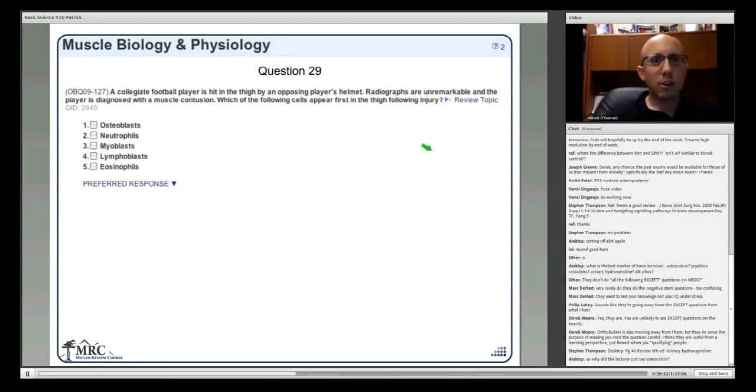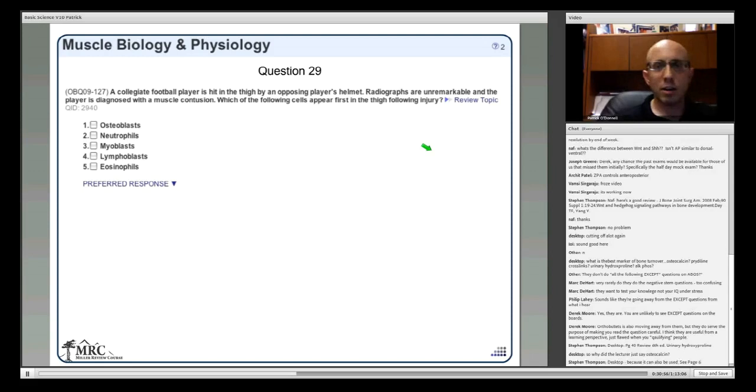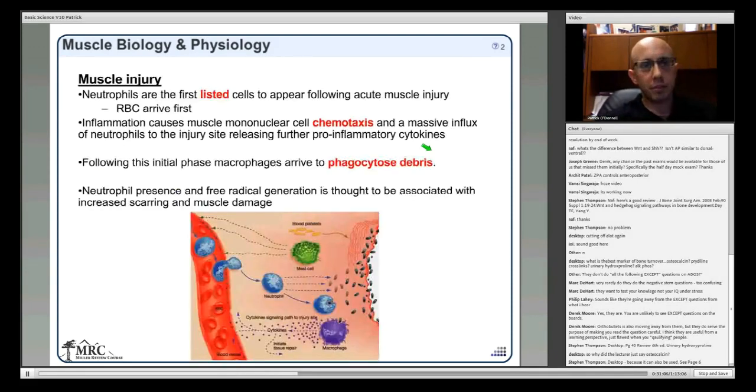29. A collegiate football player is hit in the thigh by an opposing player's helmet. Radiographs are unremarkable, and the player is diagnosed with a muscle contusion. Which of the following cells appears first in the thigh following the injury? So muscle injury. Let's look at it. Neutrophils are actually the first listed cell. So this is a little bit of test taking.